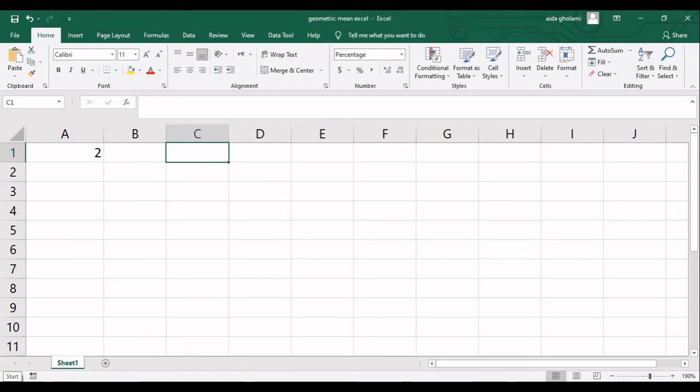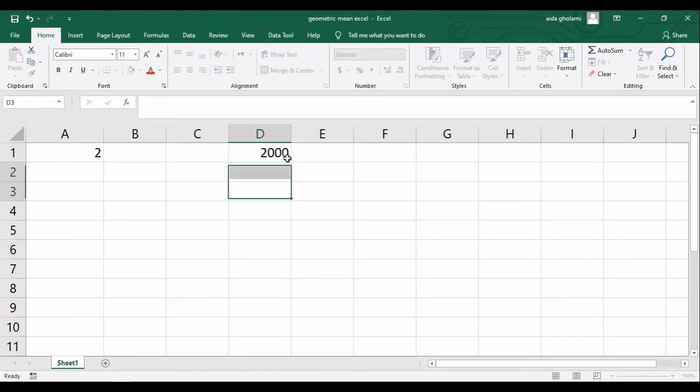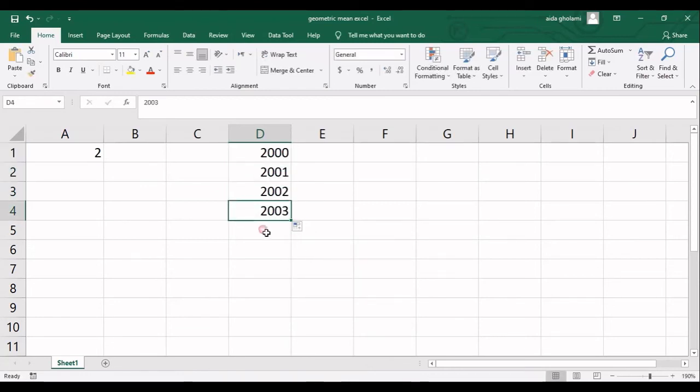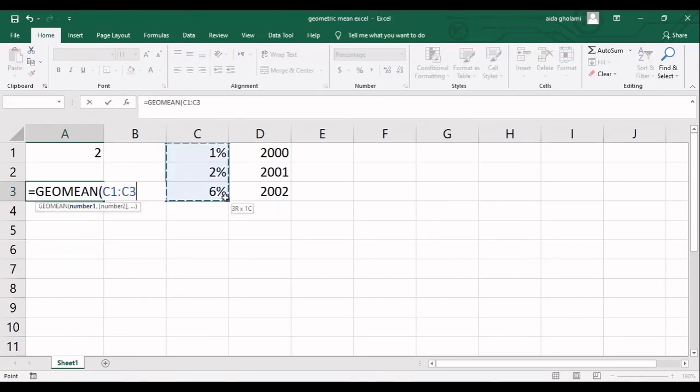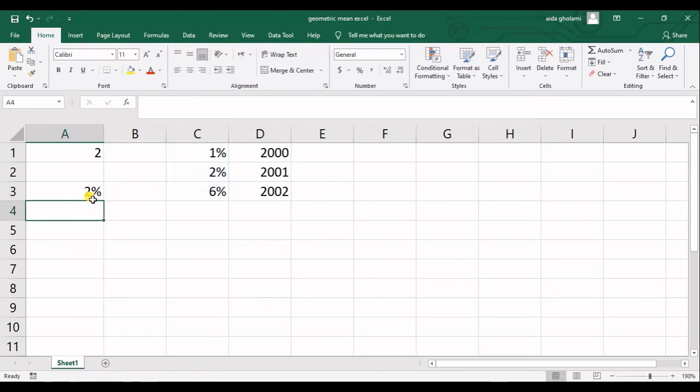Okay, so let's get into another example. Let's say we have the growth of market share for a company over 3 years, from 2000 to 2002. We know that the growth rate was, let's say, 1%. Then it got to 2%, and then it got to 6%. Now what we want is the average of this growth rate for this company. So we head to geometric mean, we select all these numbers, and the average growth rate for this company is 2%.